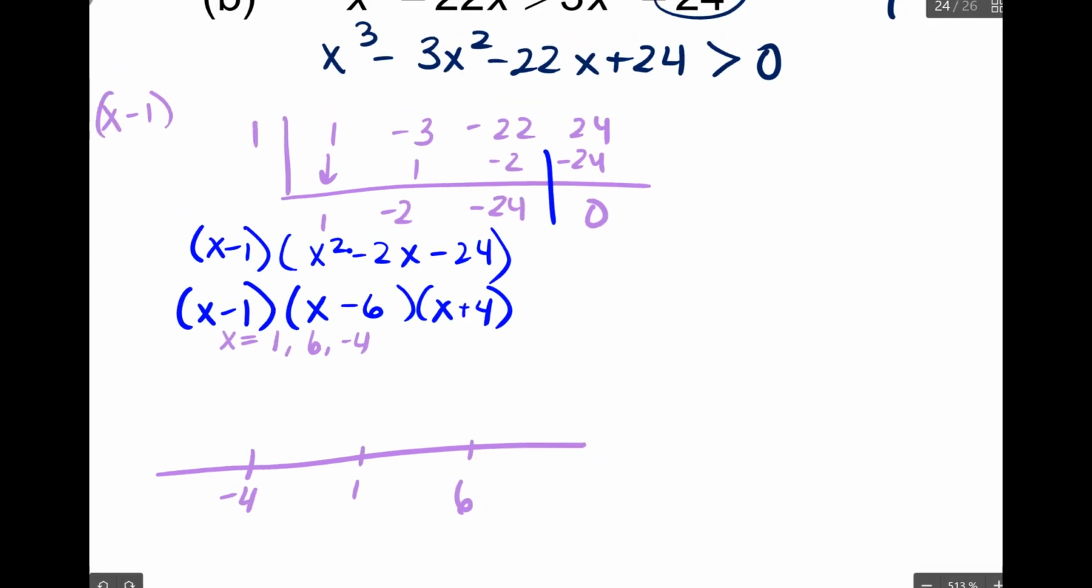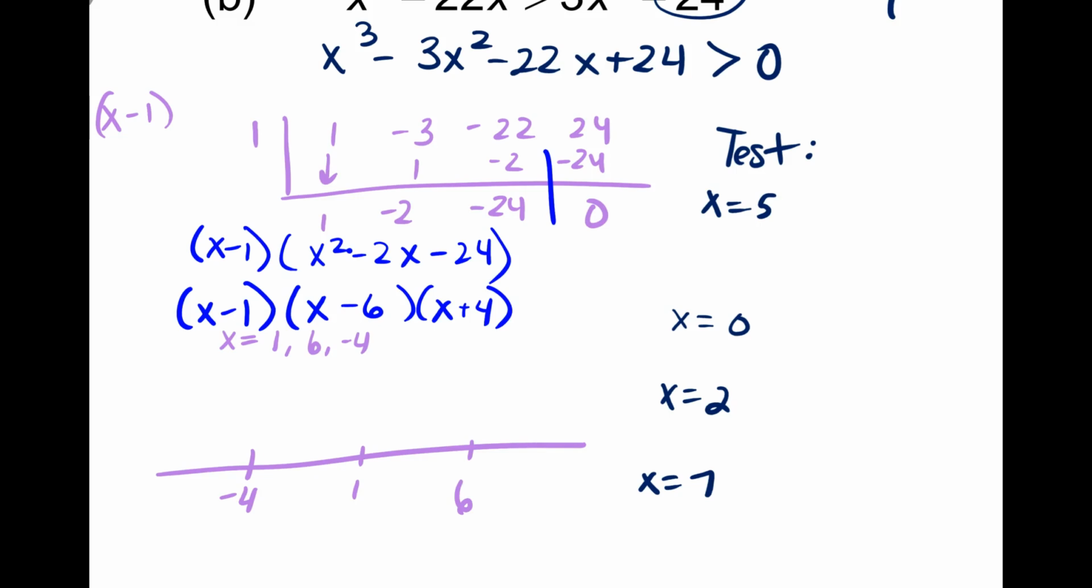Okay. So let's test some things. How about x equals negative 5? Let's test that. Let's test x equals 0, because that's between negative 4 and 1. Let's test x equals 2, and let's test x equals 7. Because I have 4 intervals, so I need to have 4 tests.